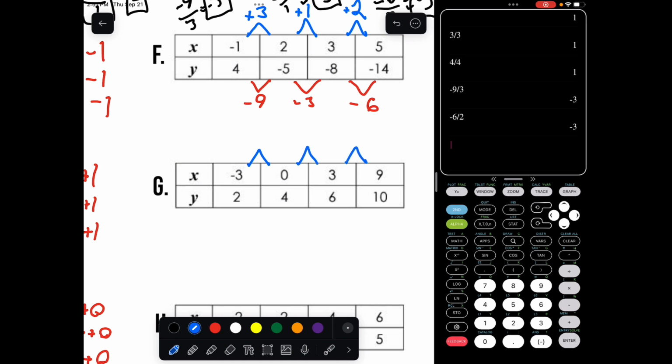Okay. Letter G, from negative 3 to 0 is plus 3. From 0 to 3 is plus 3. From 3 to 9 is plus 6. From 2 to 4, that's plus 2. From 4 to 6, that's plus 2. From 6 to 10, that is plus 4.